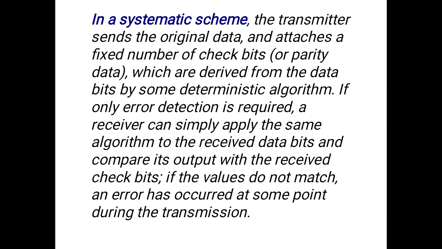If only error detection is required, a receiver can simply apply the same algorithm. After receiving, he will already know that he has to receive 8 bits. If he is receiving more than 8 bits, he will detect that there is an error and that he has received 2 bits extra. The receiver applies the same algorithm to the received bits and compares its output. Say he has received 20 bits and the transmitter has sent only 16 bits. That means the remaining 4 bits of the data are error or noise.